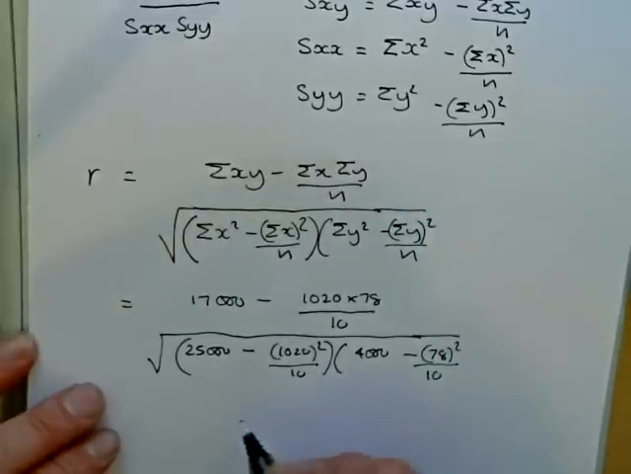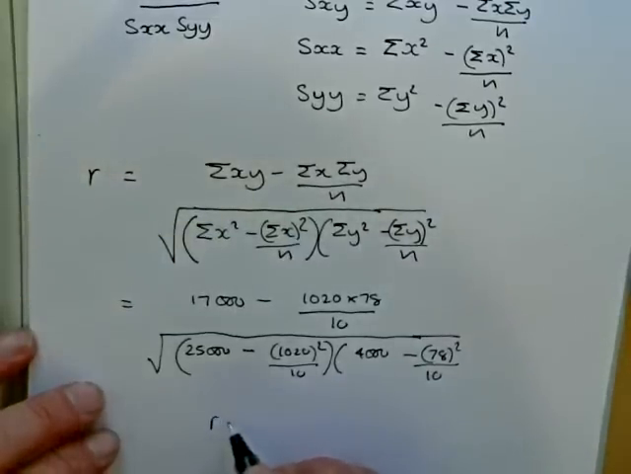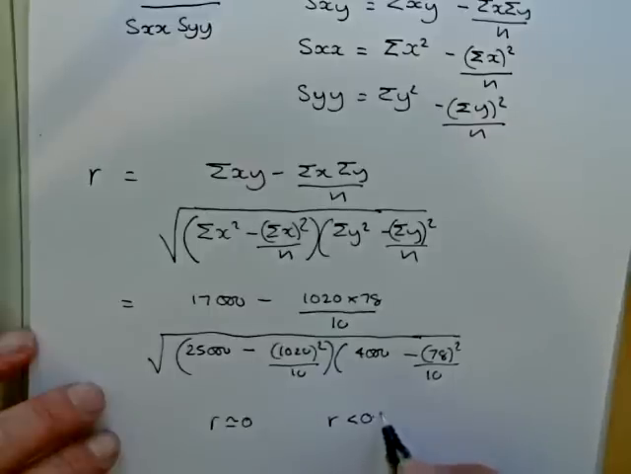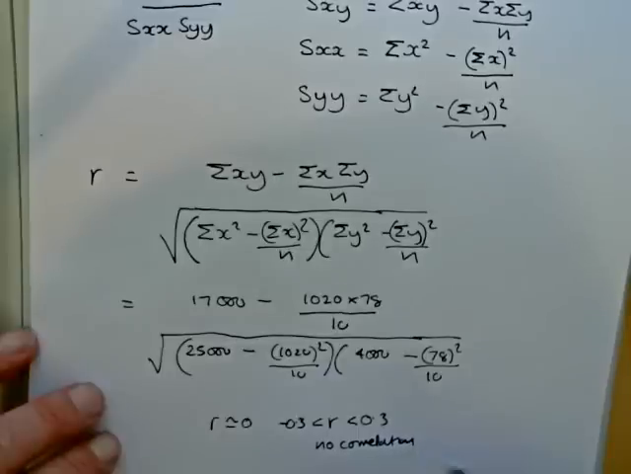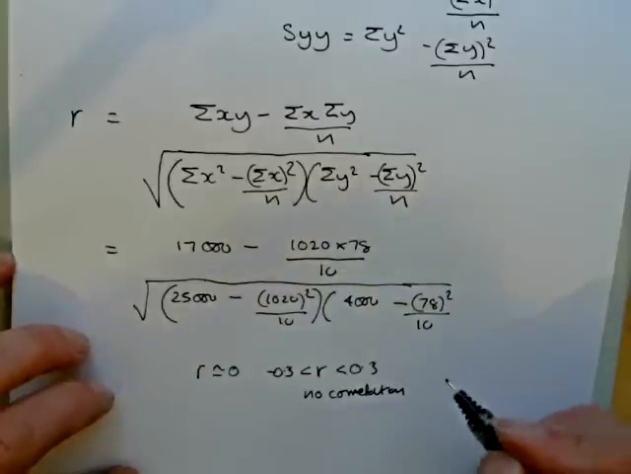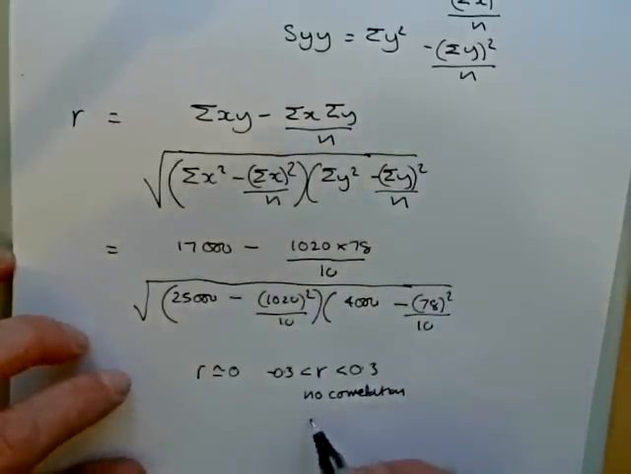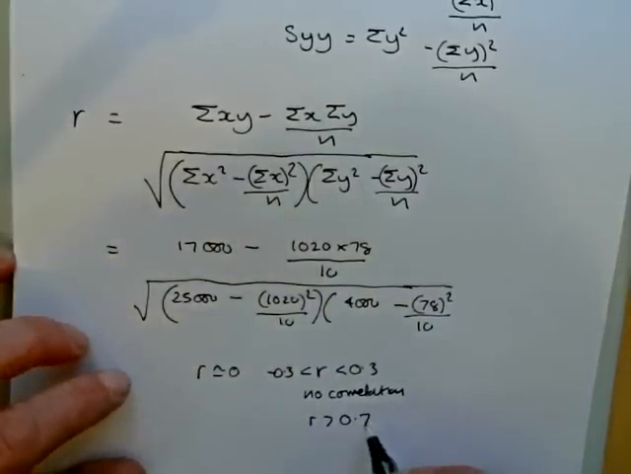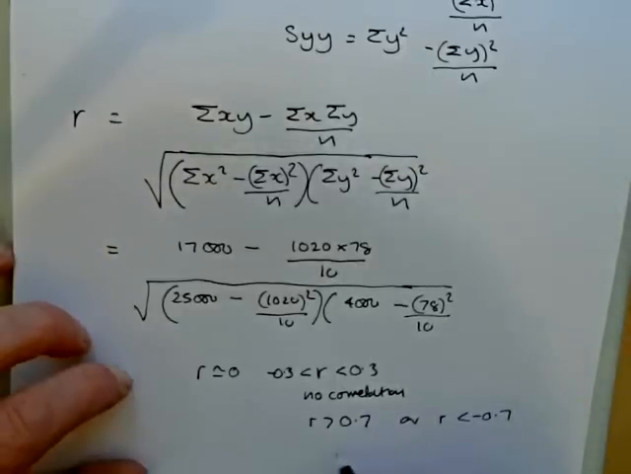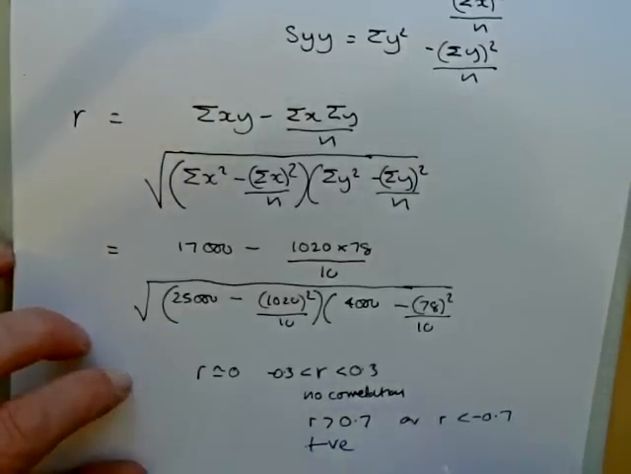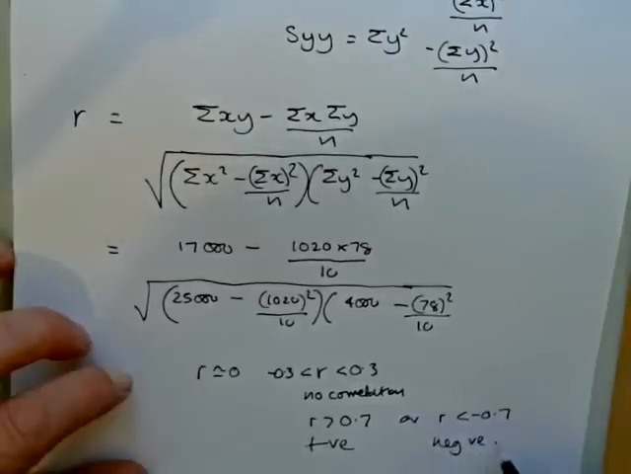Finally, in terms of interpreting r, if r is approximately 0, say r is between 0.3 and minus 0.3, then there's very little or no correlation. If you said very little or no correlation, I think you'd be perfectly right. And generally, if they want you to see correlation, you're going to have r greater than 0.7 or r less than minus 0.7. And you would say you've got either positive correlation or negative correlation.